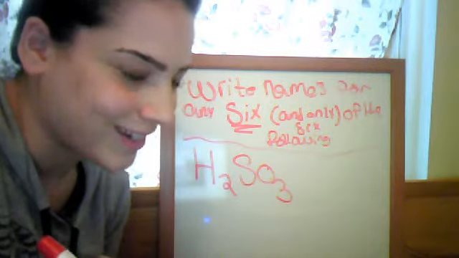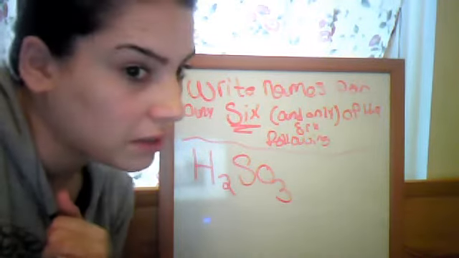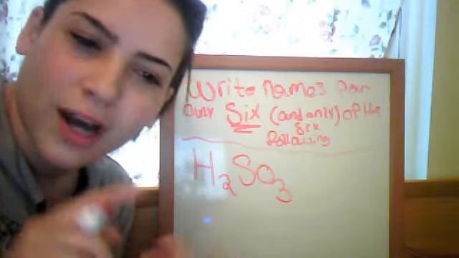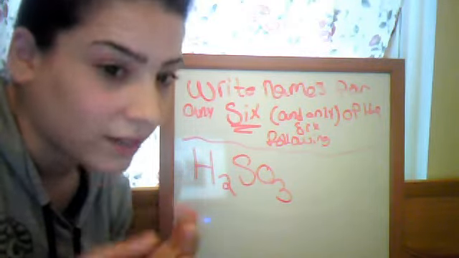Hello again. Today I'm gonna show you how to write names of compounds. I know guys who hate these. I used to hate them a lot. And first thing you have to memorize the special names. Those are sulfate, sulfide, chloride, perchlorate, chlorite, hypochlorite, those kind of stuff.